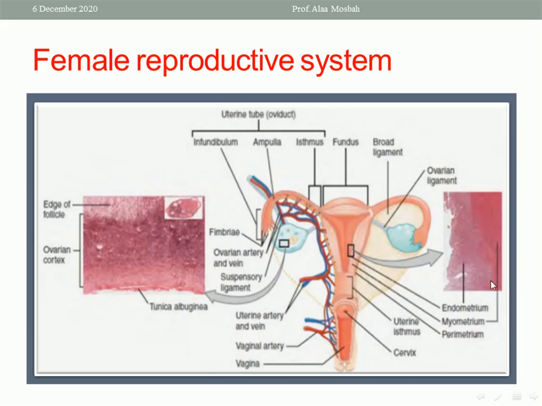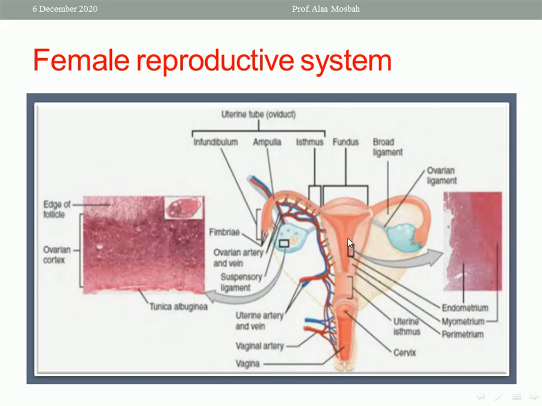Please look at this picture, showing the whole female reproductive system, starting from the external genitalia here, to the vagina here, then the cervix, uterine cavity, fallopian tubes or uterine tubes, then the ovaries or gonads on both sides, related to the fimbrial end of the tube.